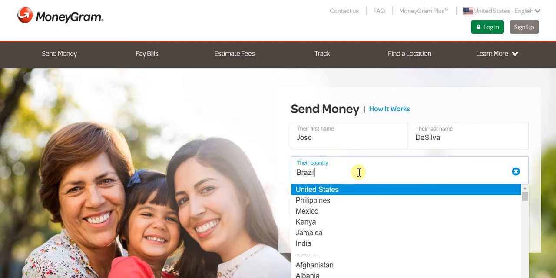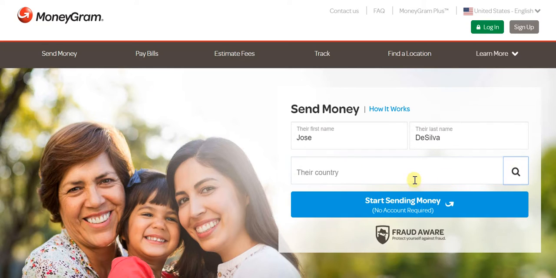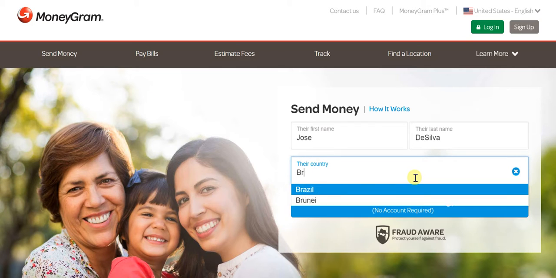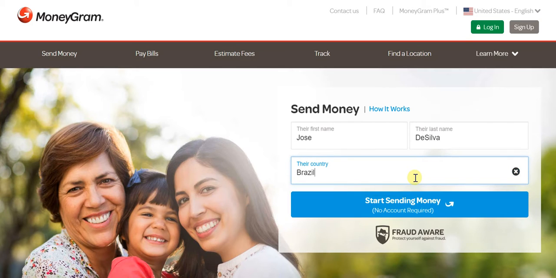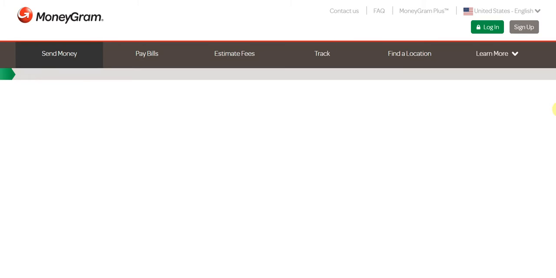So here we've already chosen Brazil as the destination country to which we are sending money. If it wasn't over here, we would simply go and type in Brazil and it would appear. There you go. And with that done, we click here on start sending money. Mind you, there's no mandate that you need to have a MoneyGram account in advance. You can still start sending money without one. So let's click here and be good to go.